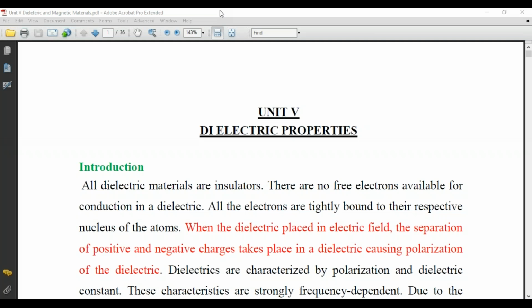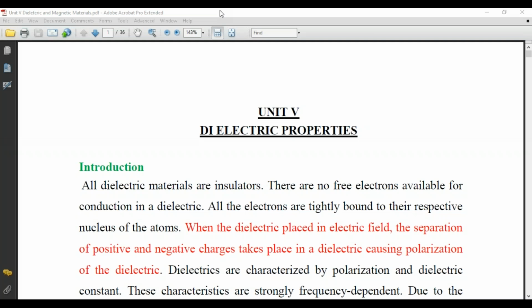So what happens when these materials are subjected to an electric field? When the dielectric material is placed in the electric field, the separation of positive and negative charges takes place in the dielectric, causing polarization of the dielectric. That means whenever the dielectric material is placed in the presence of an applied field, there is a separation between the positive charge and negative charge that causes the polarization.